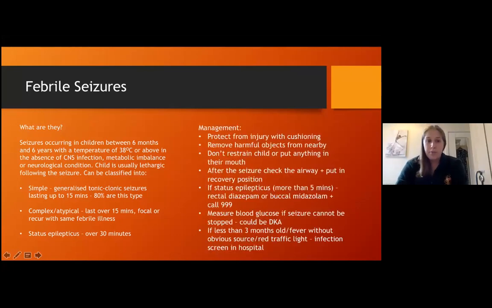So if you're not too worried about them, you just manage them in the GP. You just protect them from injury with cushioning, obviously remove harmful objects from nearby so they don't hurt themselves. You shouldn't restrain the child. After the seizure, just check your airway, put them in the recovery position, so usually basic first aid. If you think it's status epilepticus, so it's lasting more than 5 minutes, you can give them rectal diazepam or buccal midazolam to try and stop the seizure, and call 999 at that point.